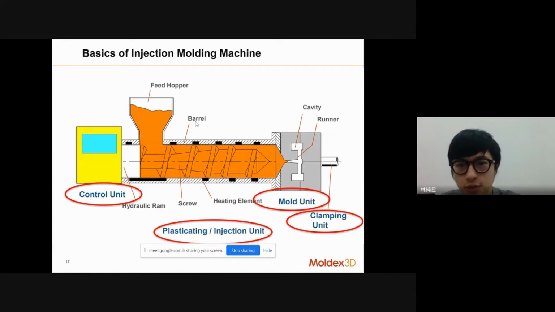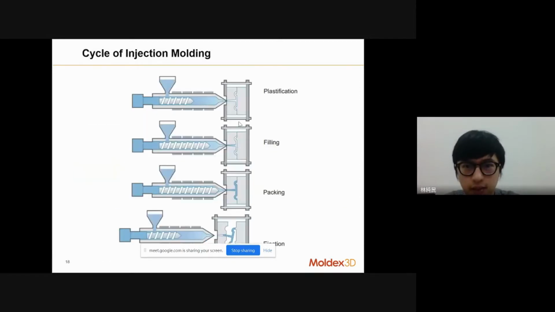What's the process of injection molding? You can also take a reference from these slides. So the first step, we melt the plastic pellets inside, and make sure that they have already become melted. Then we start to fill in. The second step is we fill the melted plastic into the mold. Then we pack it and make sure it is cooled down. Then we do the ejection. So we just repeat and repeat to do mass production.